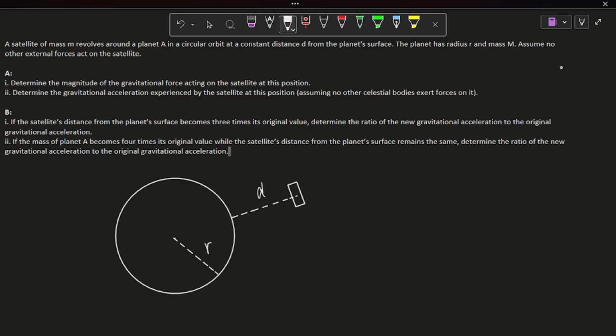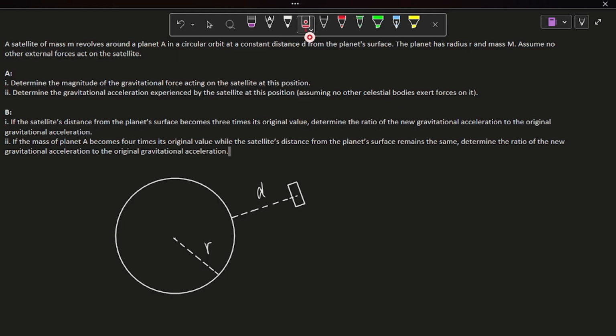Part A. 1. Determine the magnitude of the gravitational force acting on the satellite at this position. 2. Determine the gravitational acceleration experienced by the satellite at this position. (Assuming no other celestial bodies exert forces on the satellite.)